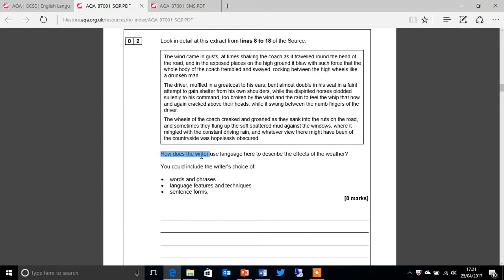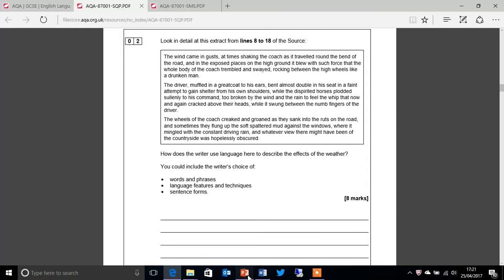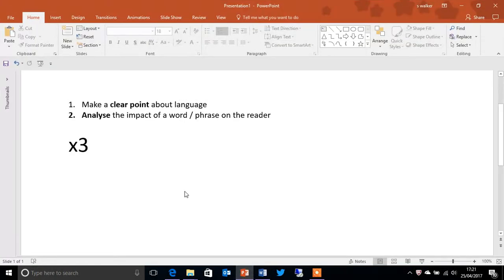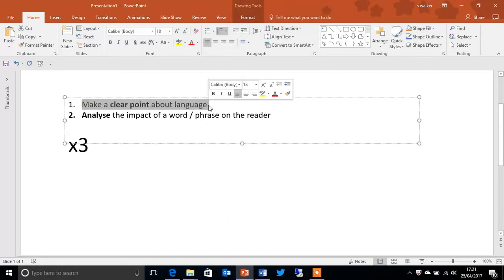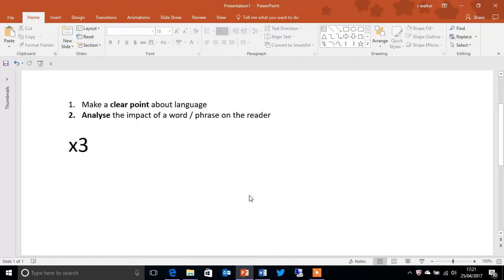And then it asks you, how does the writer use language to describe the effects of the weather? So your key words here are the effects of the weather. Okay. This is worth 8 marks. So my suggestion to you, this is nice and clear and simple, is that you need to do 3 Peter, Peel, whatever you call them, paragraphs, 3 academic paragraphs where you make a clear point about language, so how similes have been used, for example, and then you analyse the impact of that word or phrase or sentence structure, whatever it is you're focusing on, you analyse the impact of that on the reader.